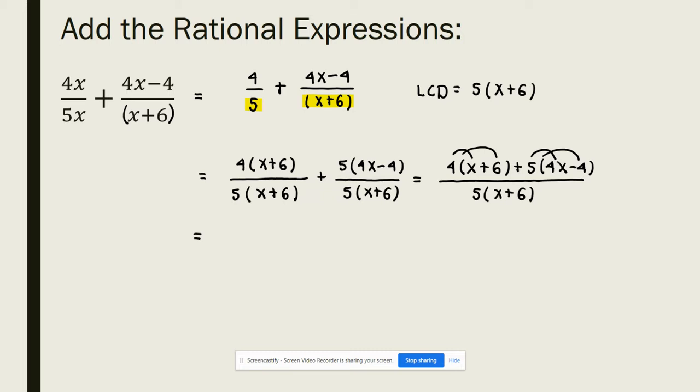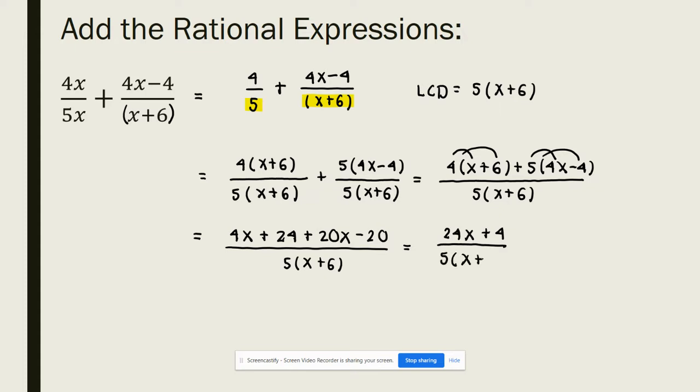I'm never going to change that from what it is, but 4 times x is 4x, 4 times 6 is 24. Moving over to the other side, 5 times 4x is 20x, and 5 times negative 4 is negative 20. Still all over that LCD. Combine like terms, 4x and 20x is 24x. 24 minus 20 would give me a positive 4.